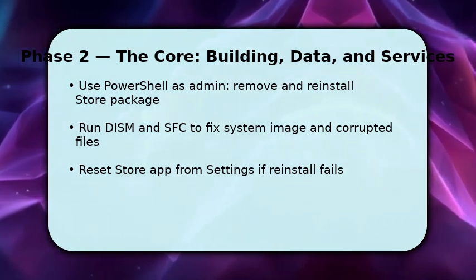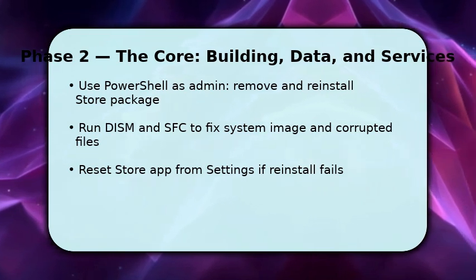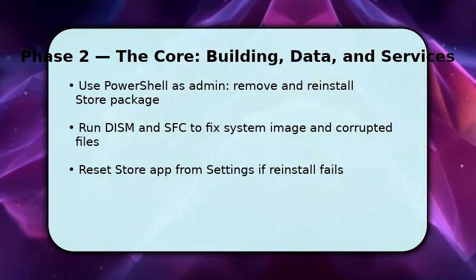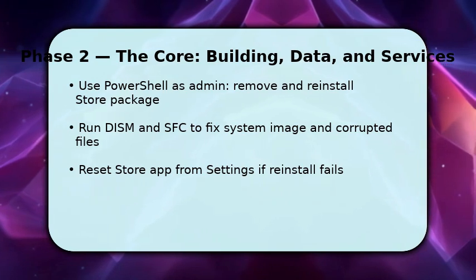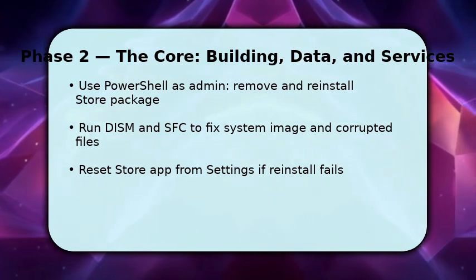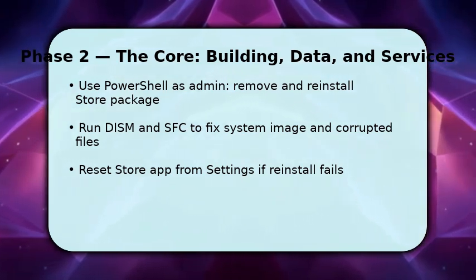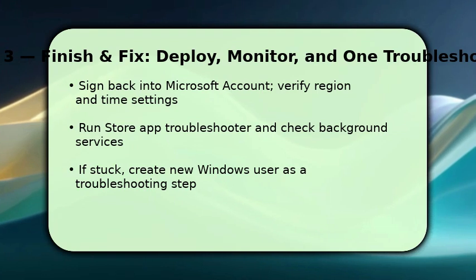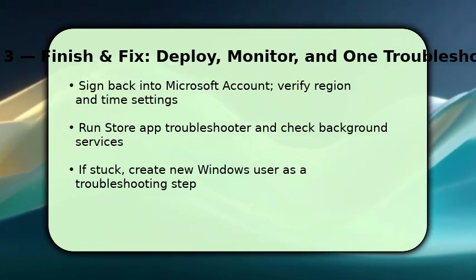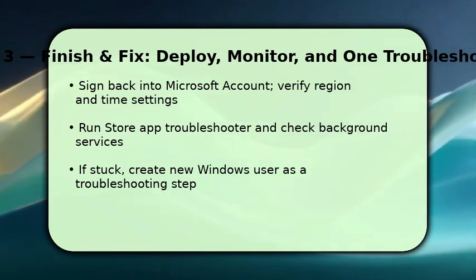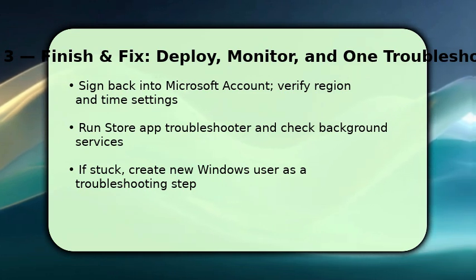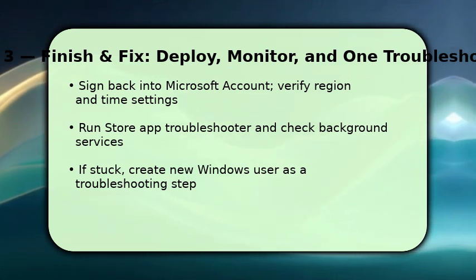If the store app still misbehaves, use Settings app's Microsoft Store Advanced options, reset to clear cache and local data. Make sure to save any unsynced app data before resetting. You'll finish by signing back into your Microsoft account inside the freshly installed store and confirming your region, date, and time. Incorrect settings block some store operations.